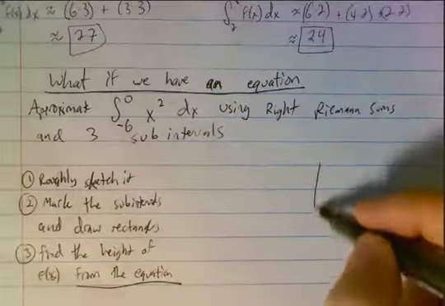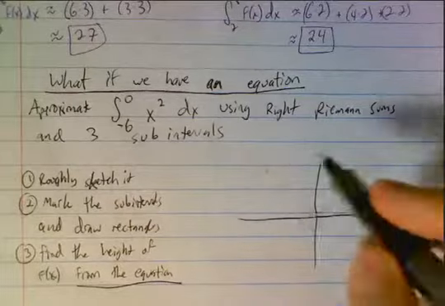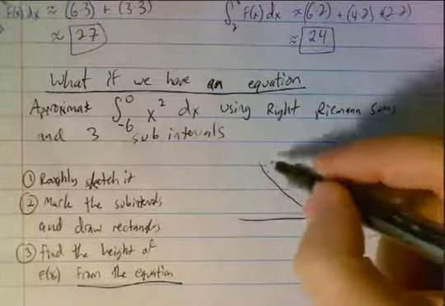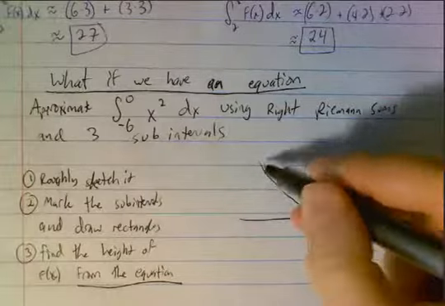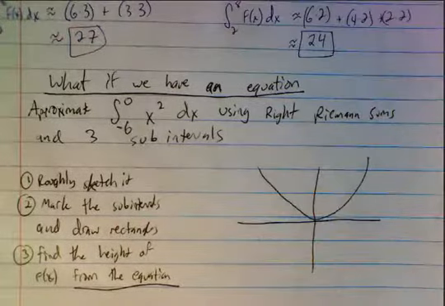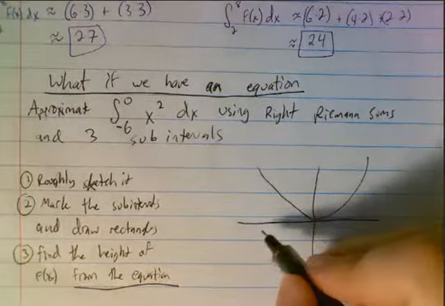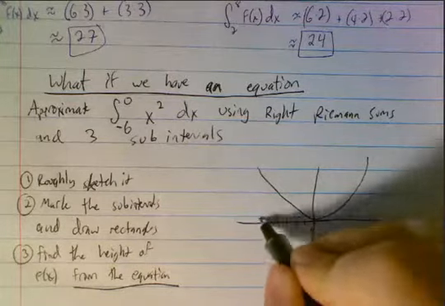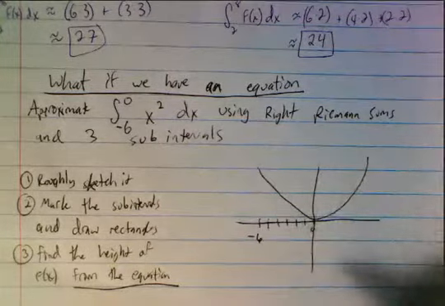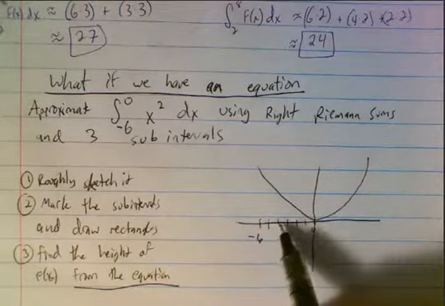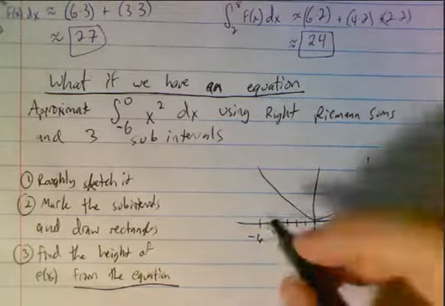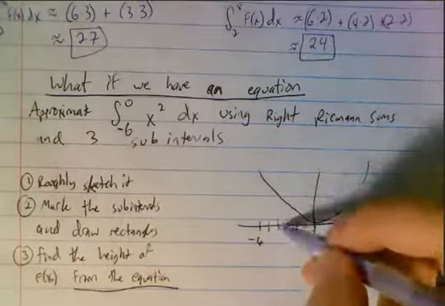So for example, with this x squared, we know that it's sort of U-shaped, something like that. That should be a little more curved. And we want to go from -6 to 0. So here's 0, -1, -2, -3, -4, -5, -6. We want 3 subintervals, so this is 1, 2, 3, 4, 5, 6. It's 6 wide. 6 divided by 3 is 2. So our subintervals are going to be 2 wide.